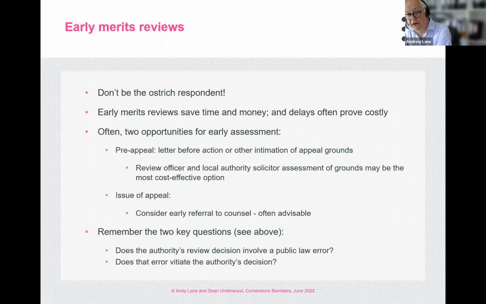But the key question is: does the authority's review decision involve a public law error, on the basis of the grounds of appeal?